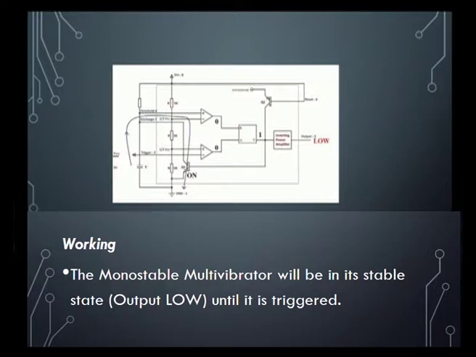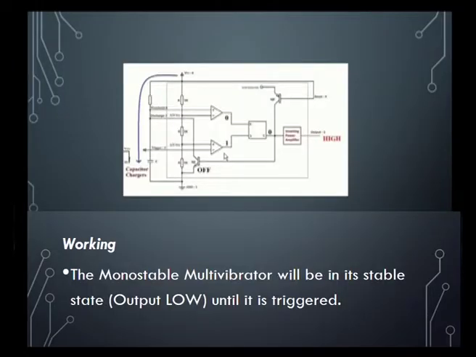The working of a monostable multivibrator is like this: it will be in a stable state, with the output low, until it is triggered. When it is in the low state, 2/3 VCC is given to the upper comparator and 1/3 VCC is given to the lower comparator. By this, the outputs of both comparators will be 0, and this makes the flip flop output 1 and the chip output low. This is when the monostable multivibrator will be in the stable mode.